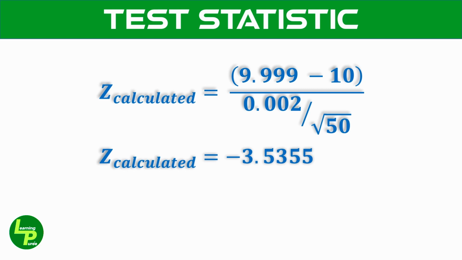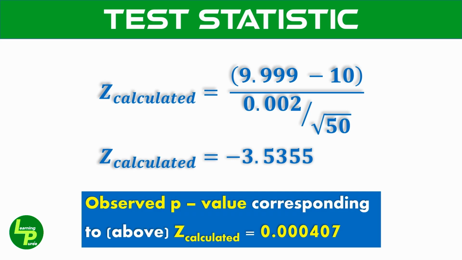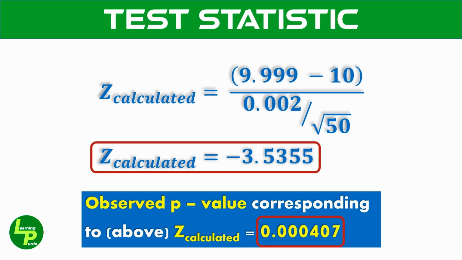Z calculated is equal to minus 3.5355 and the p-value corresponding to Z calculated equal to 0.000407 considering a two-tailed test. Both these are the calculated Z value and observed p-value respectively for the sample under consideration. Now comes the most critical part of interpreting these two values.